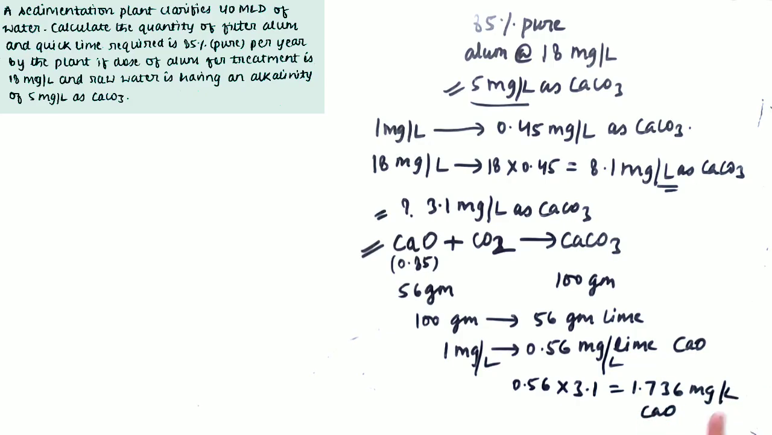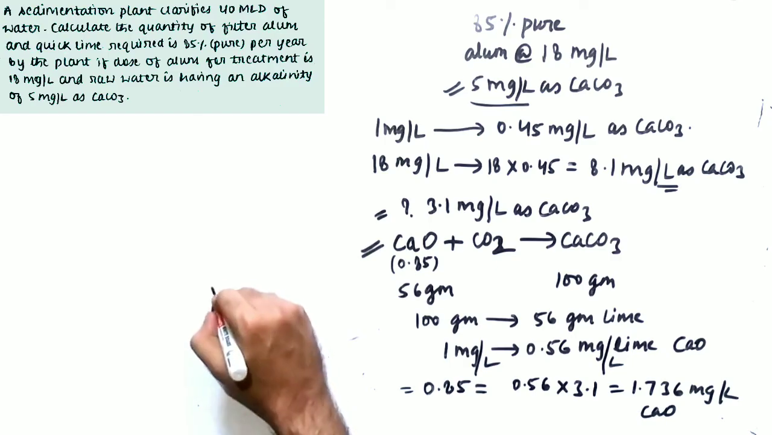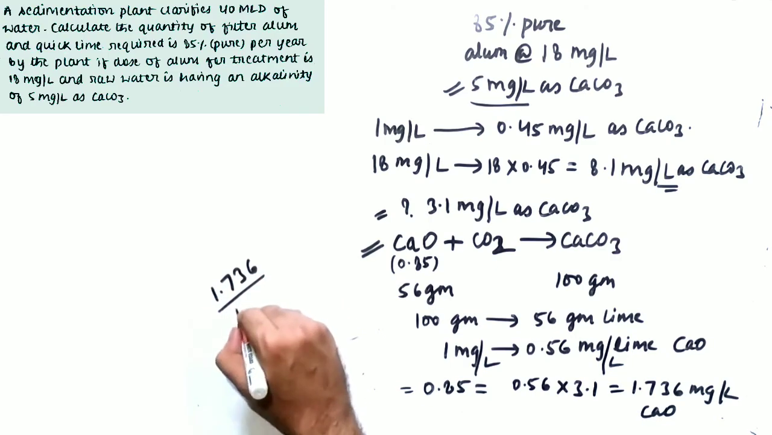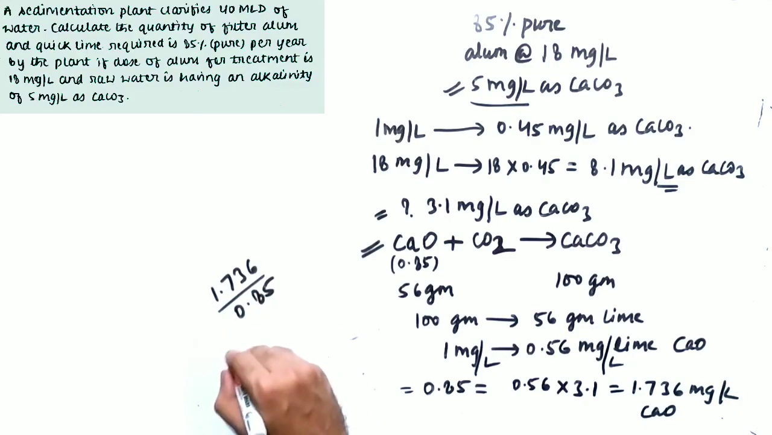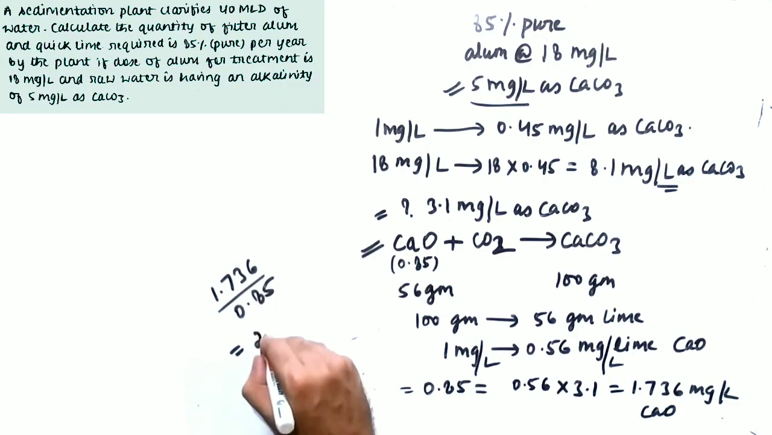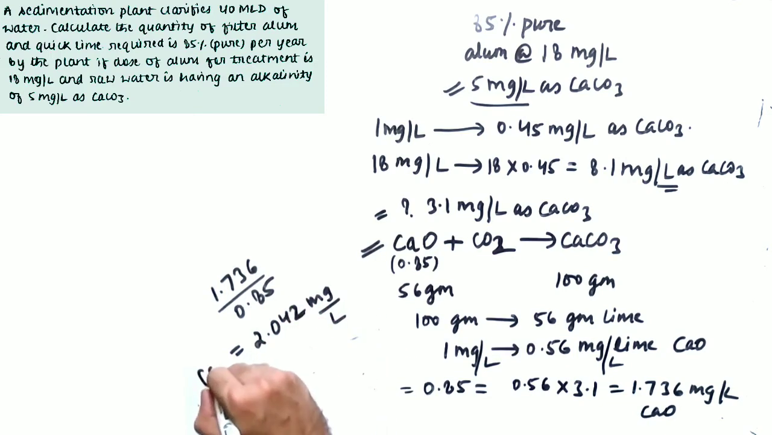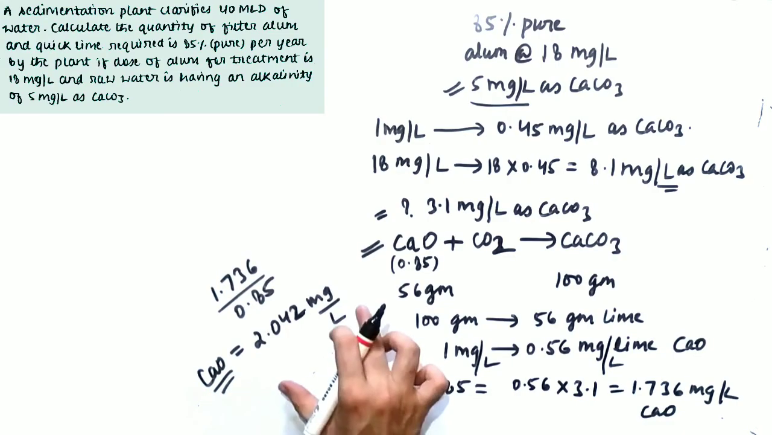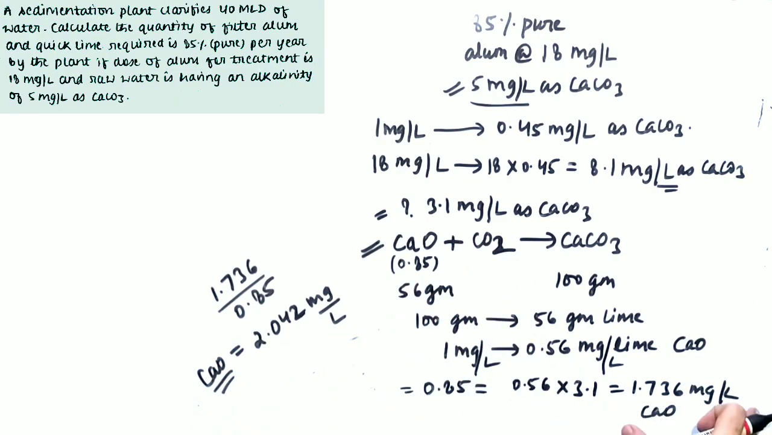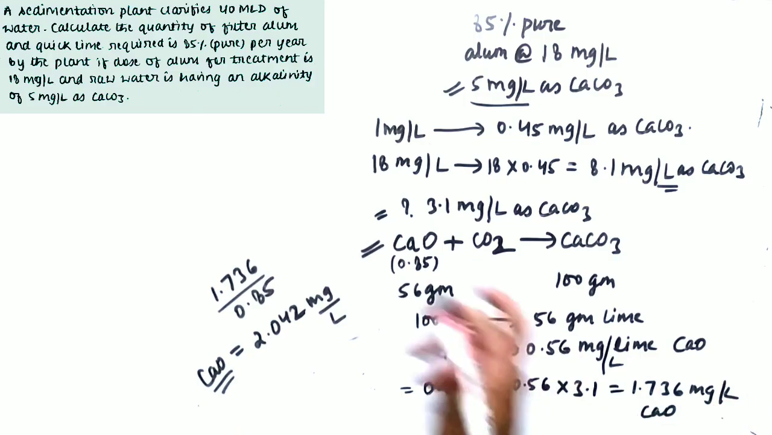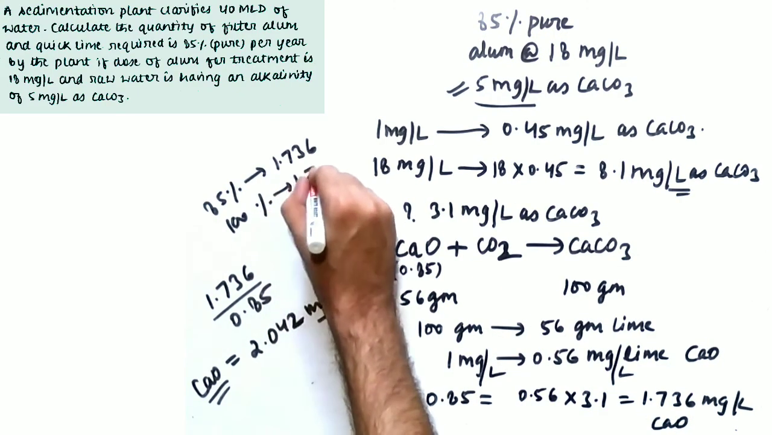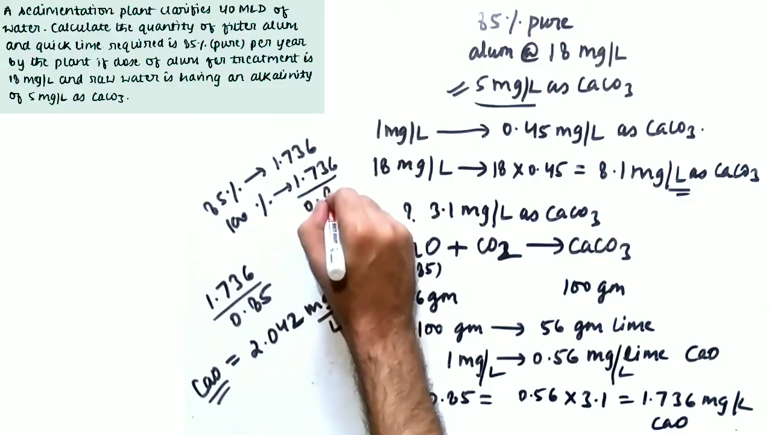But the lime is 85% pure. That means this lime will be equal to 0.85. So for 100% purity, it will be 1.736 divided by 0.85. So this will come out to be 2.042 milligram per liter. So this is the amount of pure lime that is required. This was the amount of impure lime. This was for 85%. If the lime were pure, you would require 1.736 divided by 0.85.